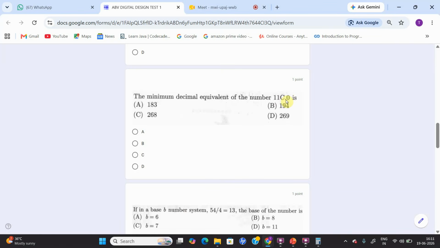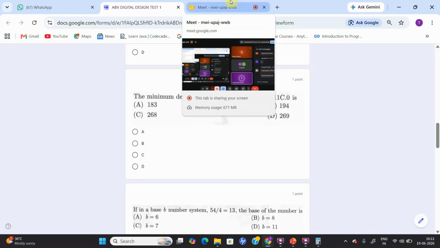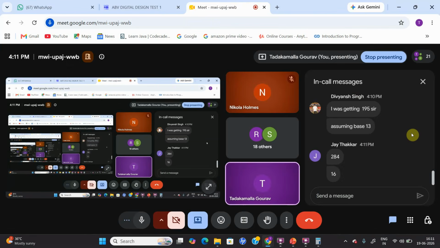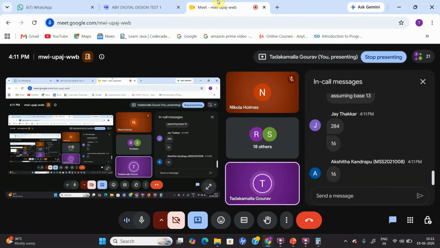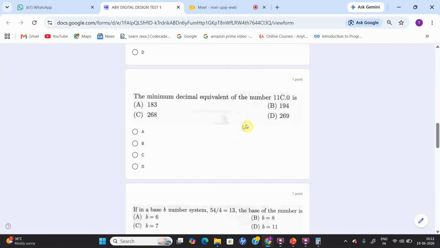I haven't mentioned any base over here. How many of you have assumed the base is 16 over here? If you consider base 16, what is your answer? You're going to get 284, but that is not present in your options, right?